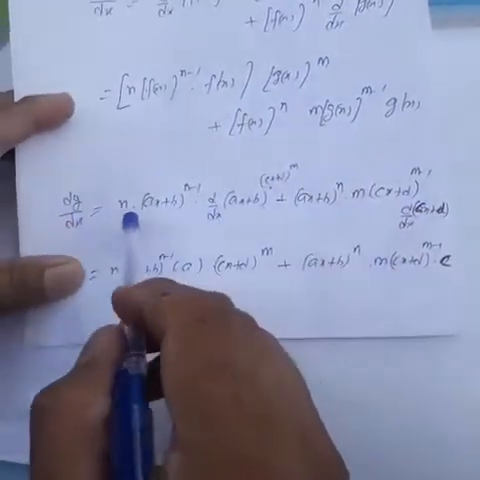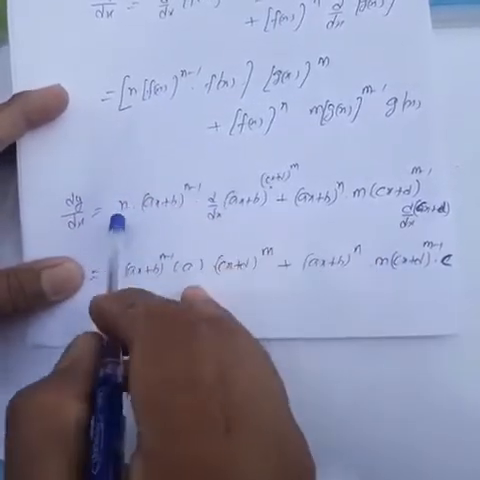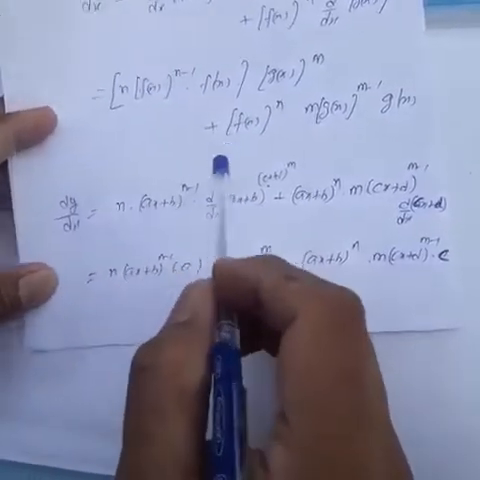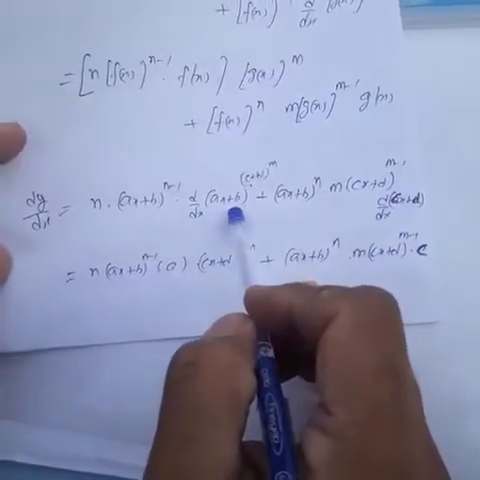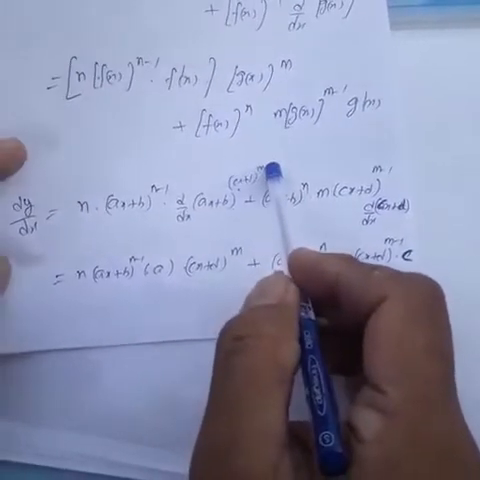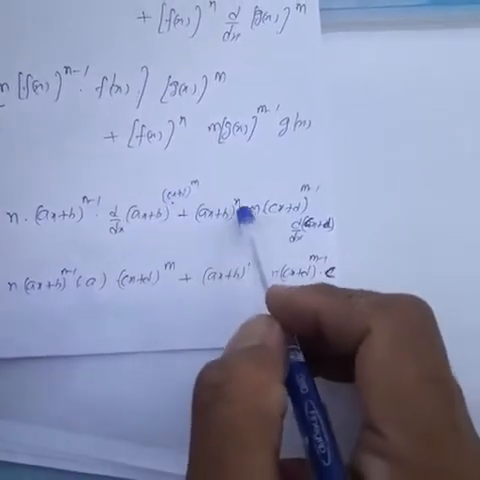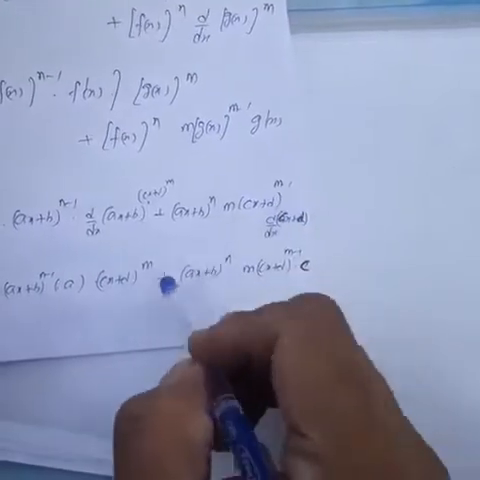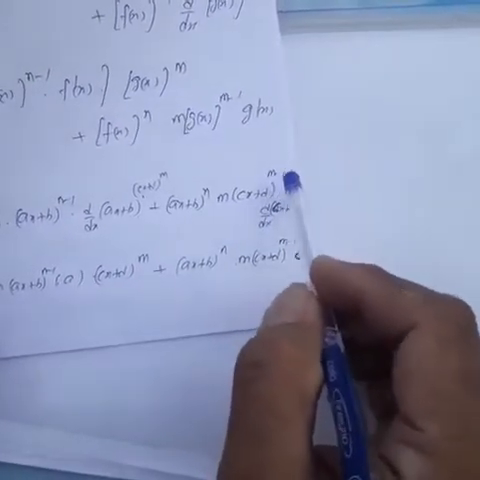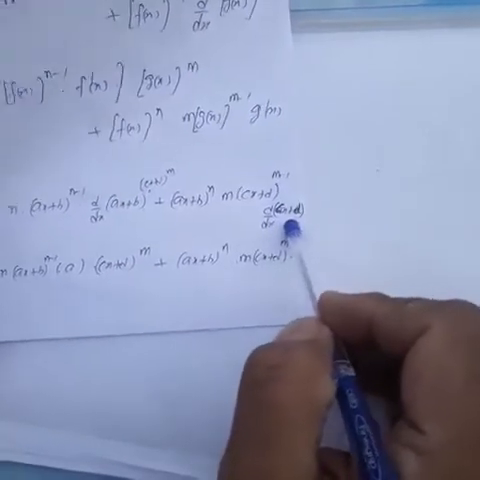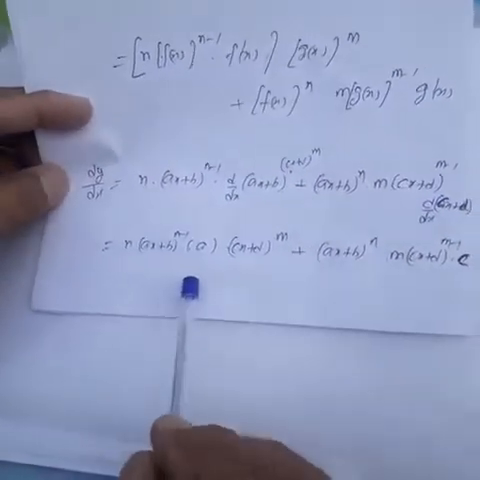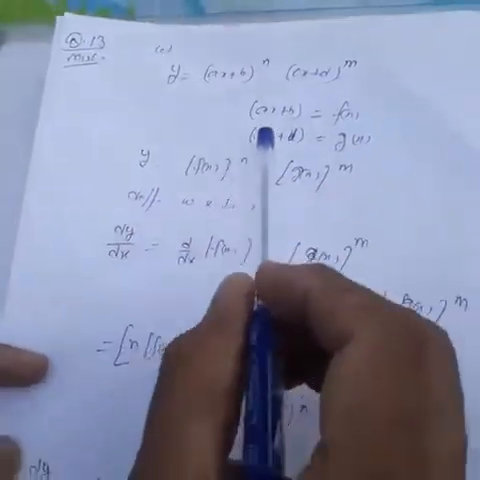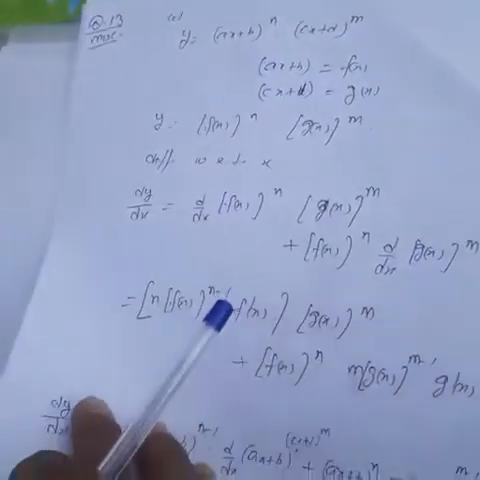So you put the values of f(x) and g(x) and write the derivative. Here f(x) is ax plus b, so n into (ax plus b) raised to the power n minus 1 into the derivative of ax plus b, into (cx plus d) raised to the power m, plus (ax plus b) raised to the power n into the derivative of this: replace g(x) by cx plus d, so m into (cx plus d) raised to the power m minus 1 into the derivative of cx plus d. So this is the answer, using the product rule and variable raised to the power constant. I hope it is clear.